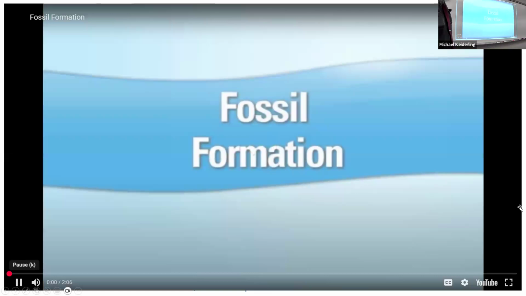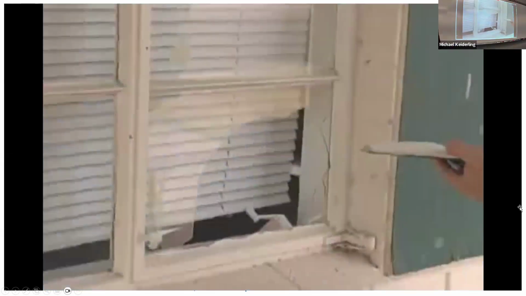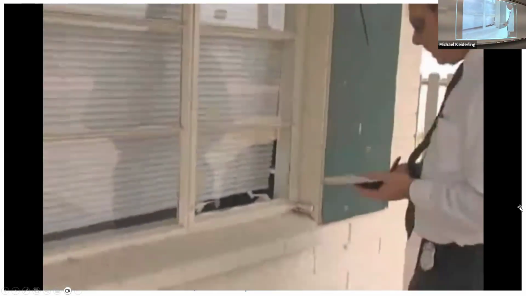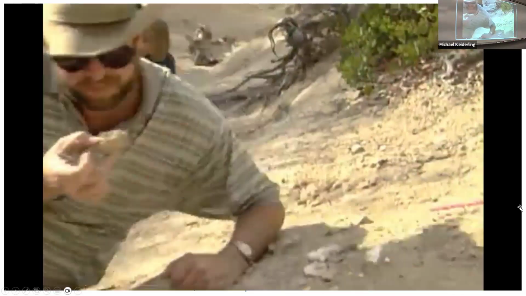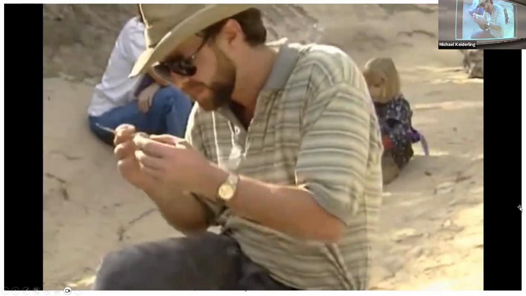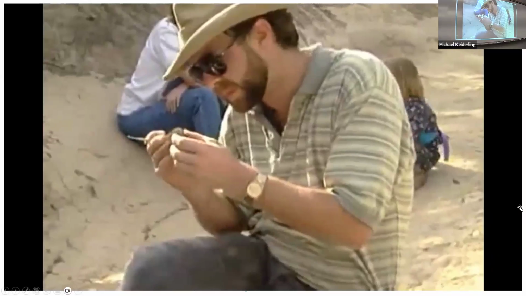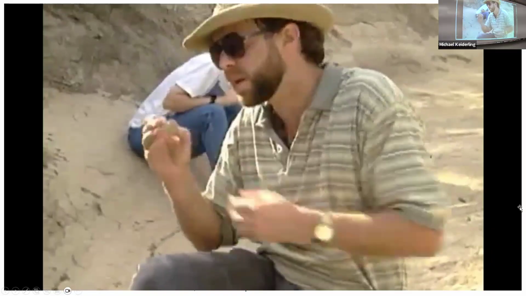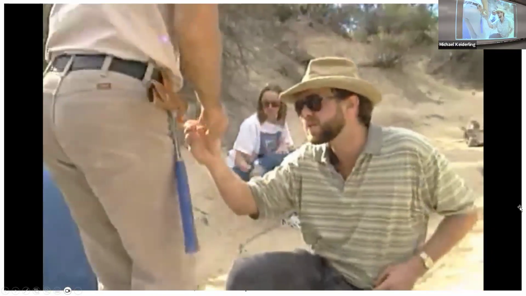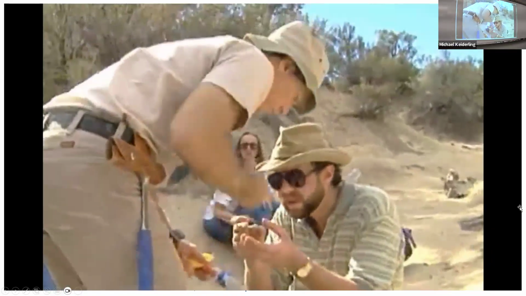So here is a video about fossil formation. At the scene of a crime, detectives look for fingerprints. The criminals are gone, but they may have left behind clues. Similarly, in the world of biology, many organisms that are now extinct left behind clues that they existed. These clues are fossils, the remains or traces of organisms that lived long ago.